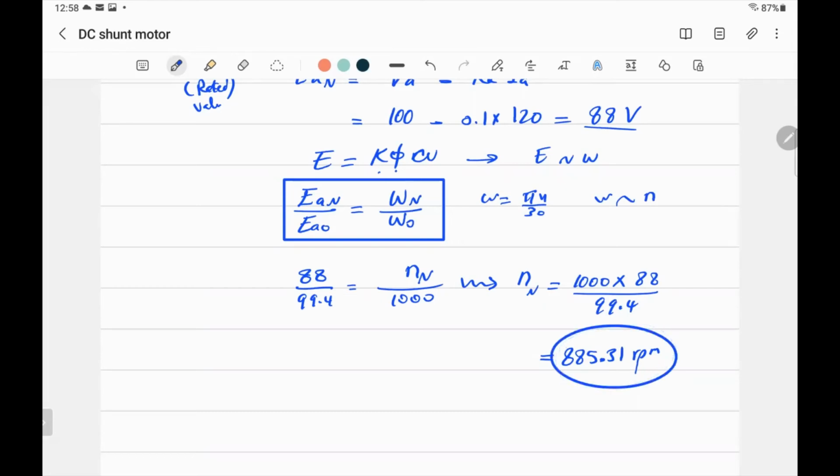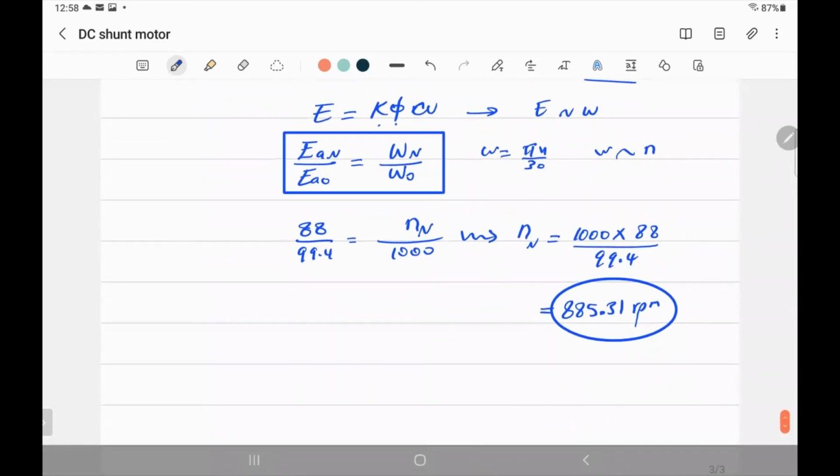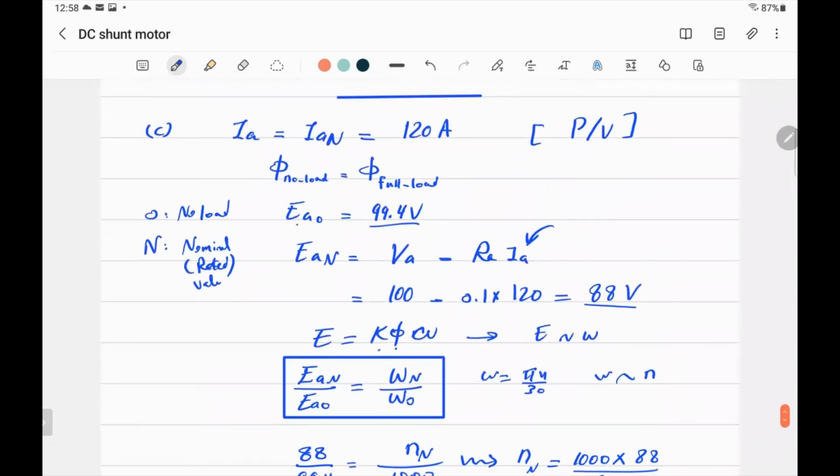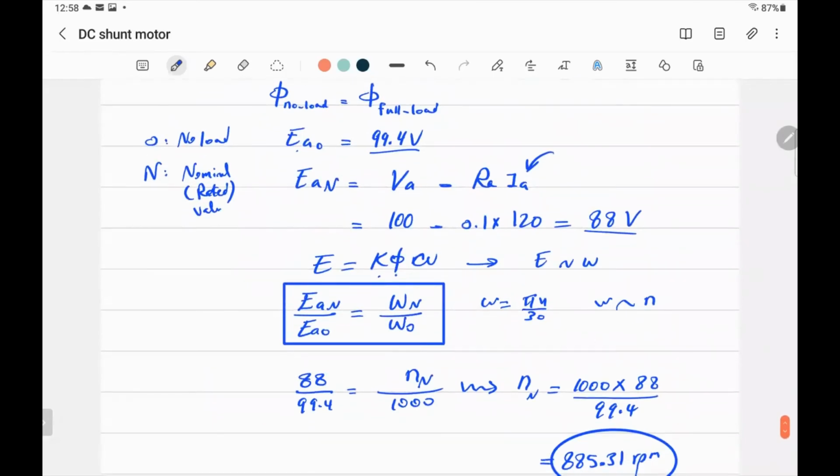You expect the speed will drop. So if you got something different, it means there's something wrong. The speed was 1000 RPM at no load. You put the load on, the speed drops. All right, now I have the speed. I don't want you to lose what we're looking for. We're looking for the speed. That's the first requirement. We got the speed.